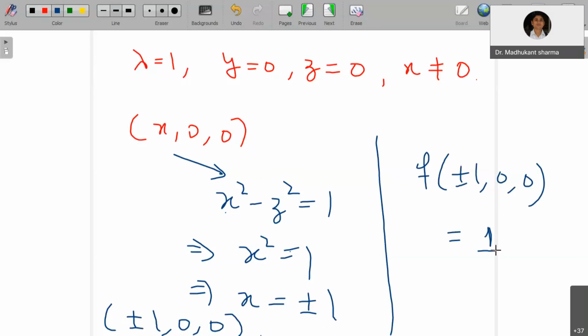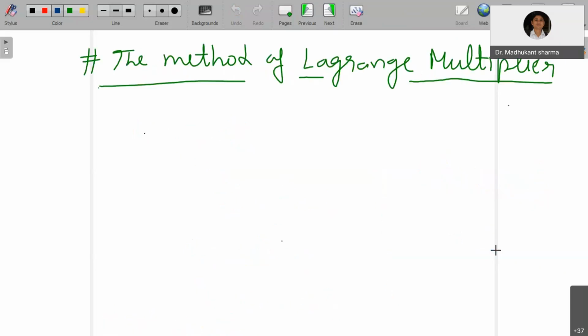Now you have the closest point. So this is known as the method of Lagrange multiplier. This is the approach of the method of Lagrange multiplier. I would like to summarize what we have just discussed.